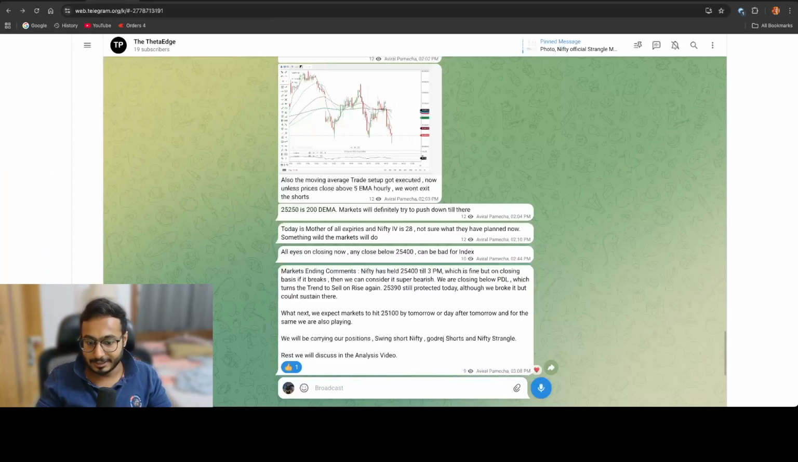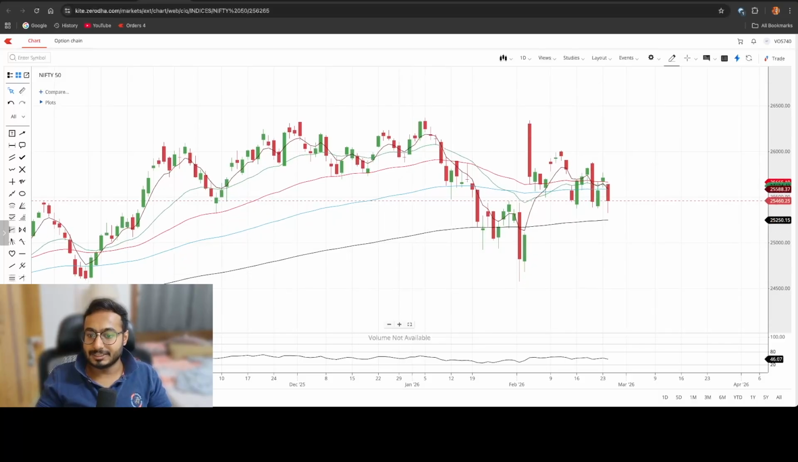And then we mentioned that Nifty has held 25,400 till 3 p.m. If we close below it on a closing basis, it will be super bearish. But still, we are closing below prior day low. Still, we are bearish, right? All right. So let's start the discussion for tomorrow.